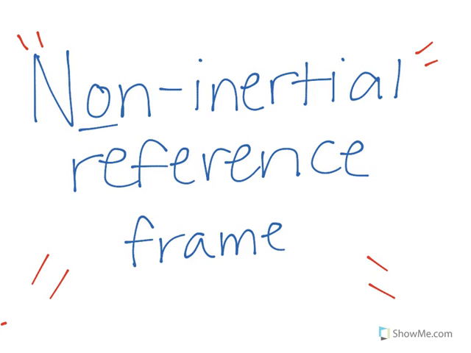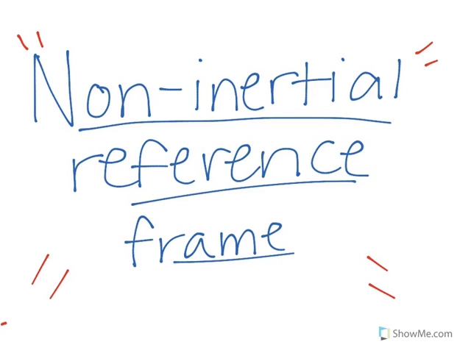So what is this non-inertial reference frame business? It turns out when you're dealing with Newton's first law, you have to pay attention to making sure that all of your reference frames are the same reference frame, and also you have to make sure that your reference frame is not non-inertial. So what does non-inertial mean anyway? This means that your reference frame is accelerating.